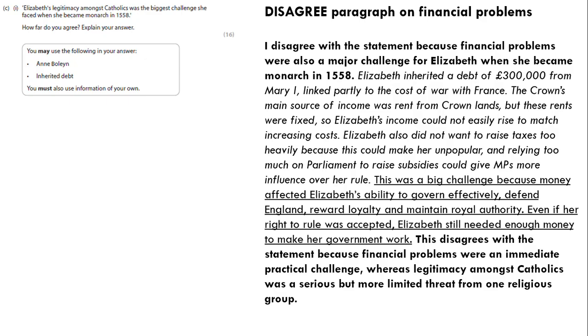This disagrees with the statement because financial problems were an immediate practical challenge, whereas legitimacy amongst Catholics was a serious but more limited threat from one religious group. So in the underlined section and the final bold section, we have that comparison back to legitimacy. Yes, the right to rule is an issue, but even if Elizabeth didn't have a problem with legitimacy, she still had the problem with financial problems. It's a practical challenge.